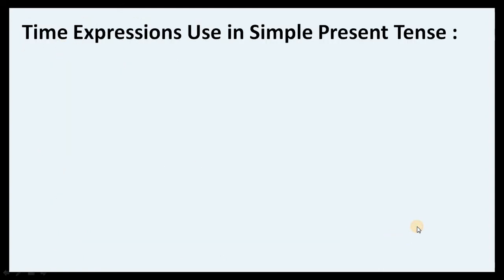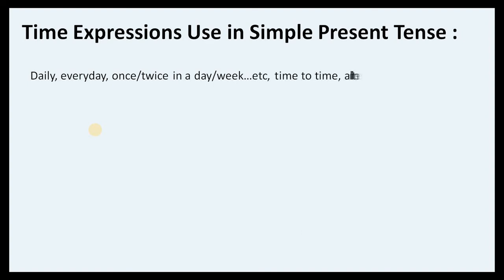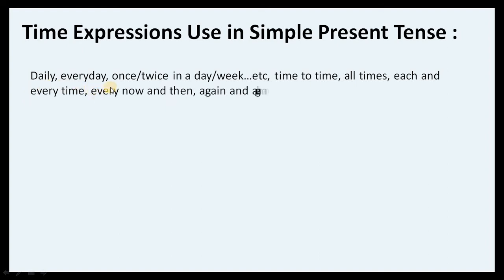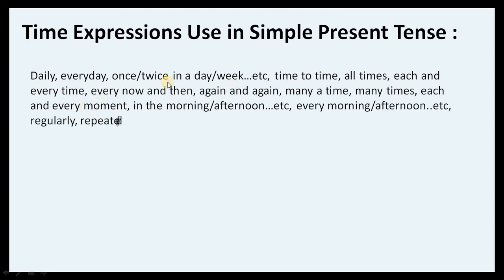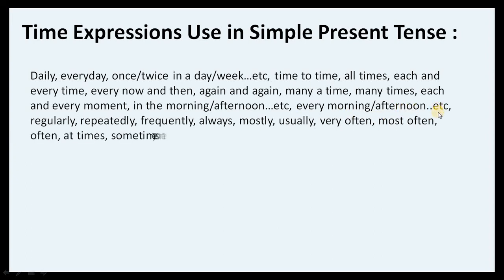Alright. So now focus on time expressions using the simple present tense. There are beautiful time expressions that we need to understand when speaking English with simple present structures. I recommend all of you to use these so you can really beautify your English. So: daily, every day, once, twice in a day or week, month, etc. You can write more here. Time to time, all times, each and every time, every now and then means again and again. Many times, both are the same. Each and every moment, in the morning, afternoon, etc. Every morning, afternoon, evening also you can add, or night.